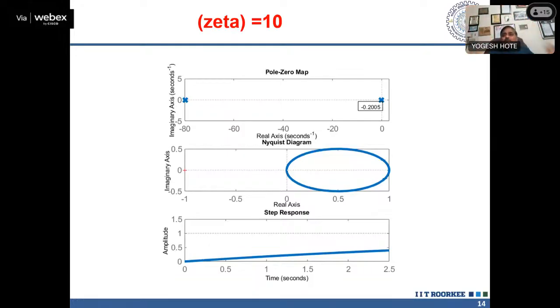You can draw any polar plot of a first order system. It will never cross the left half plane. It will be like this only.